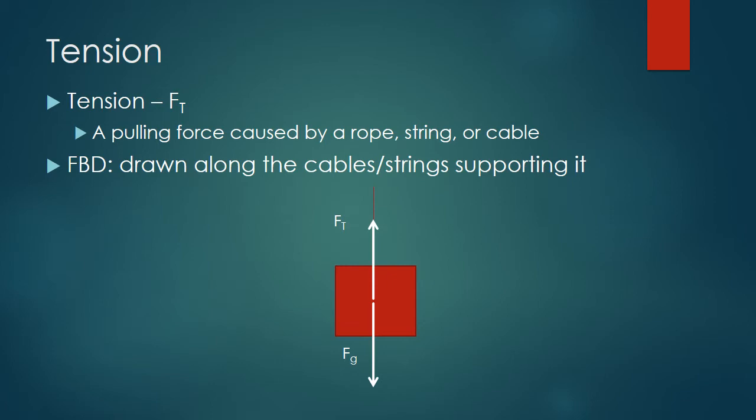This is clearly a different red brick, and it is just being supported, and it looks like the force due to gravity and the force due to tension are the same. They have the same magnitude, and so this object has a constant velocity, which could be 0.